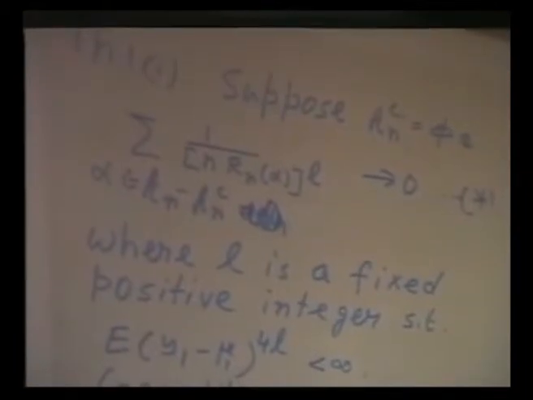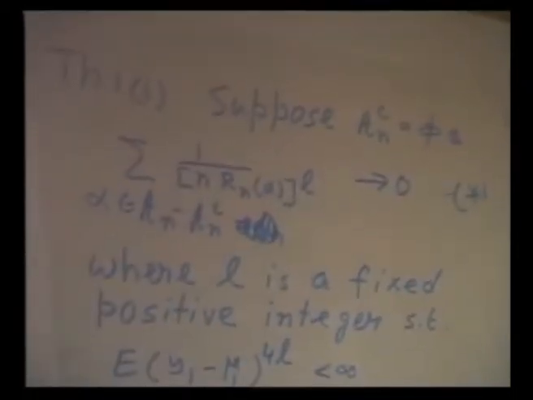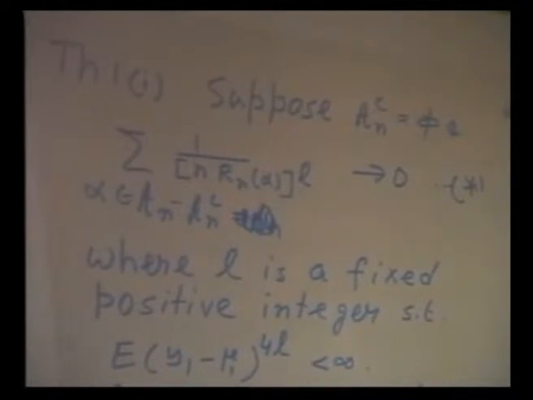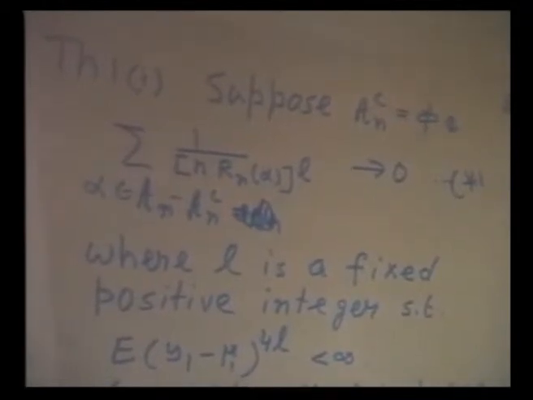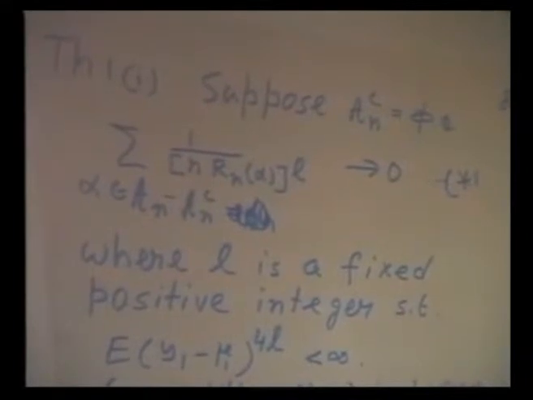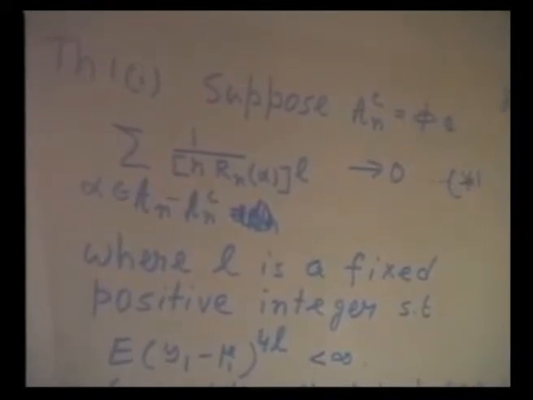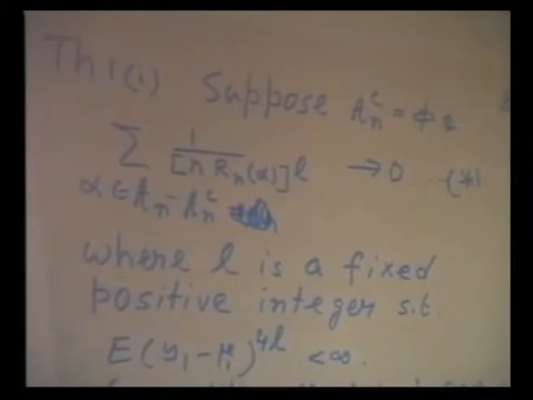Let me see if I have. Oh, here's the theorem. That's the theorem that I was talking of. So we're looking at the case that I just discussed. The space of correct models is empty, so everything is false. And the condition that you need is what I've shown as star. I'll show you what Rn alpha is. It's basically the expectation of ln alpha.